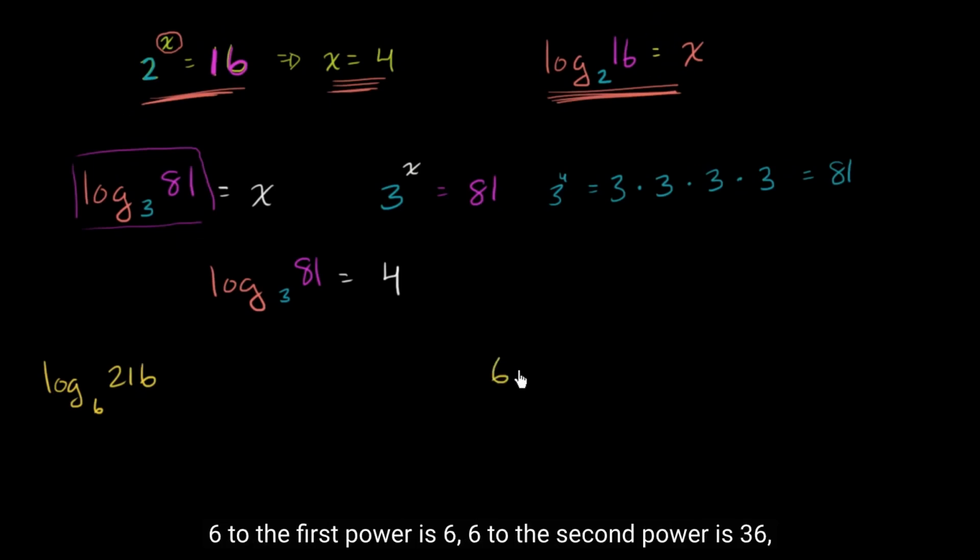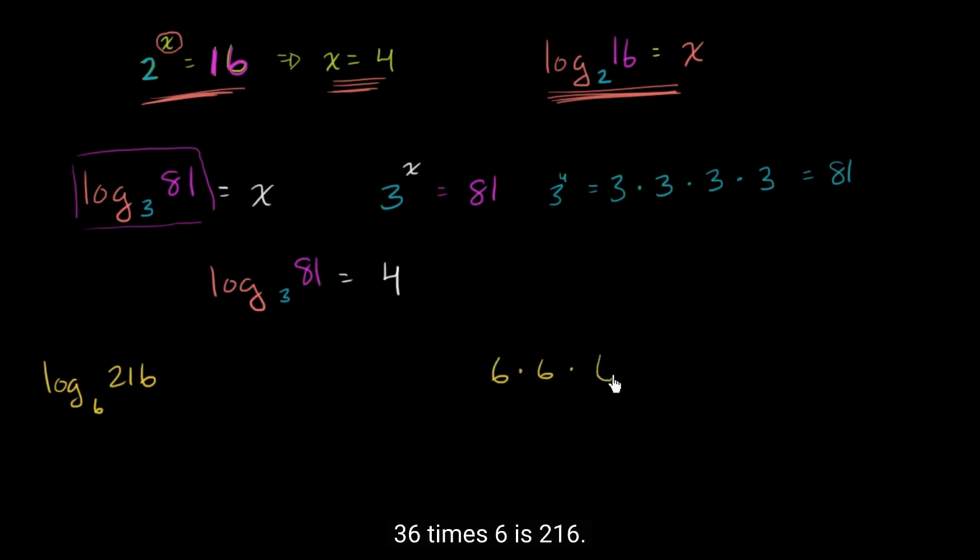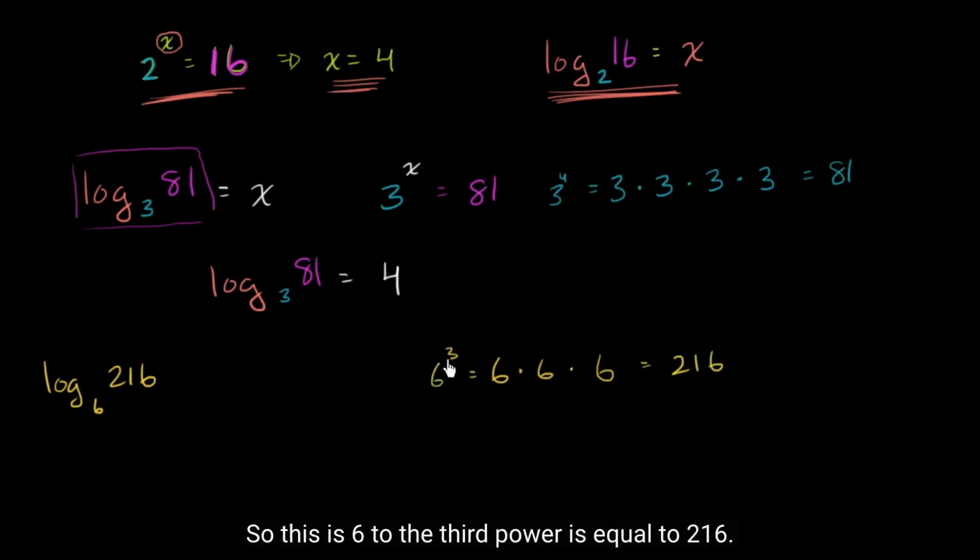6 to the first power is 6. 6 to the second power is 36. 36 times 6 is 216. So 6 to the third power is equal to 216. So if someone says, what power do I have to raise 6 to, this base here, to get to 216? Well, that's just going to be equal to 3. 6 to the third power is equal to 216.